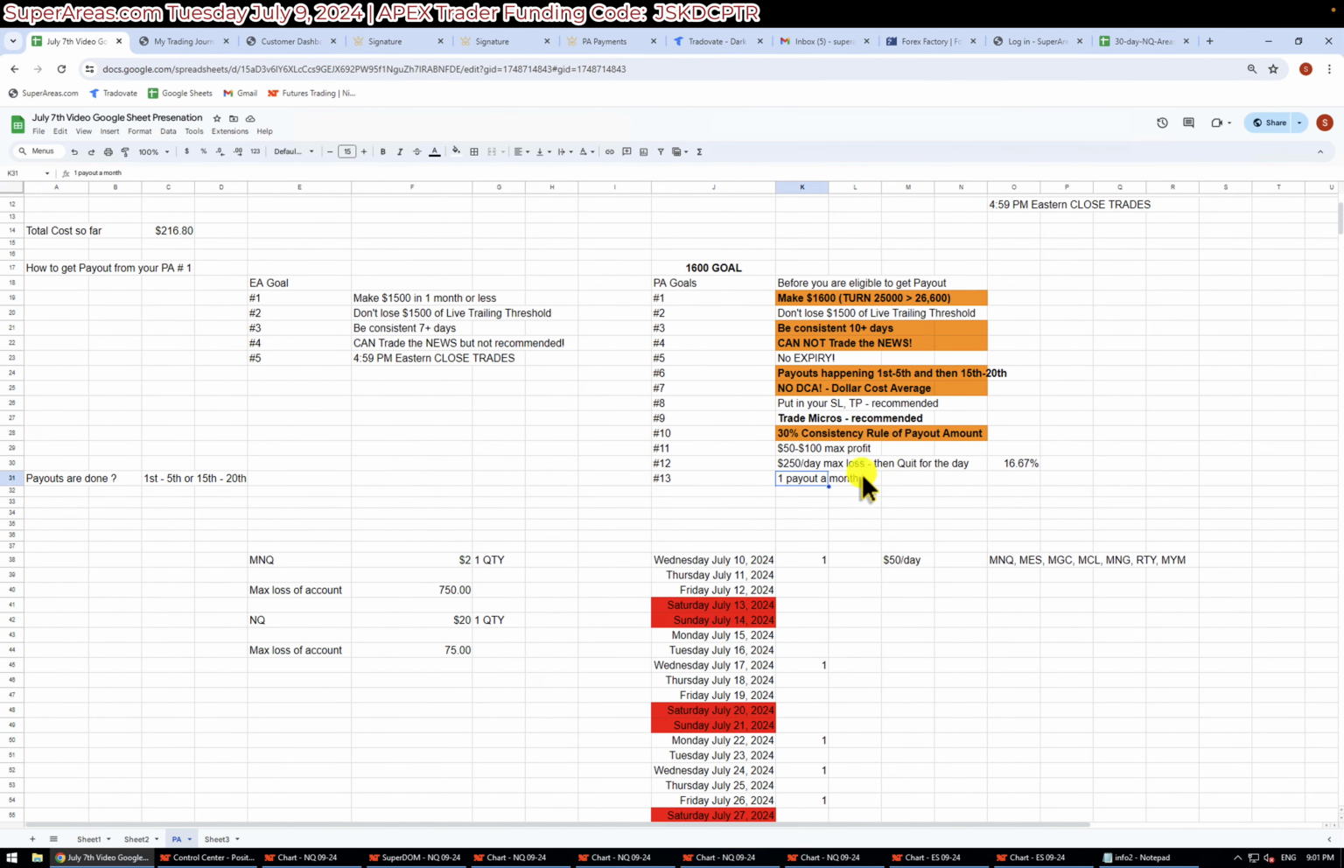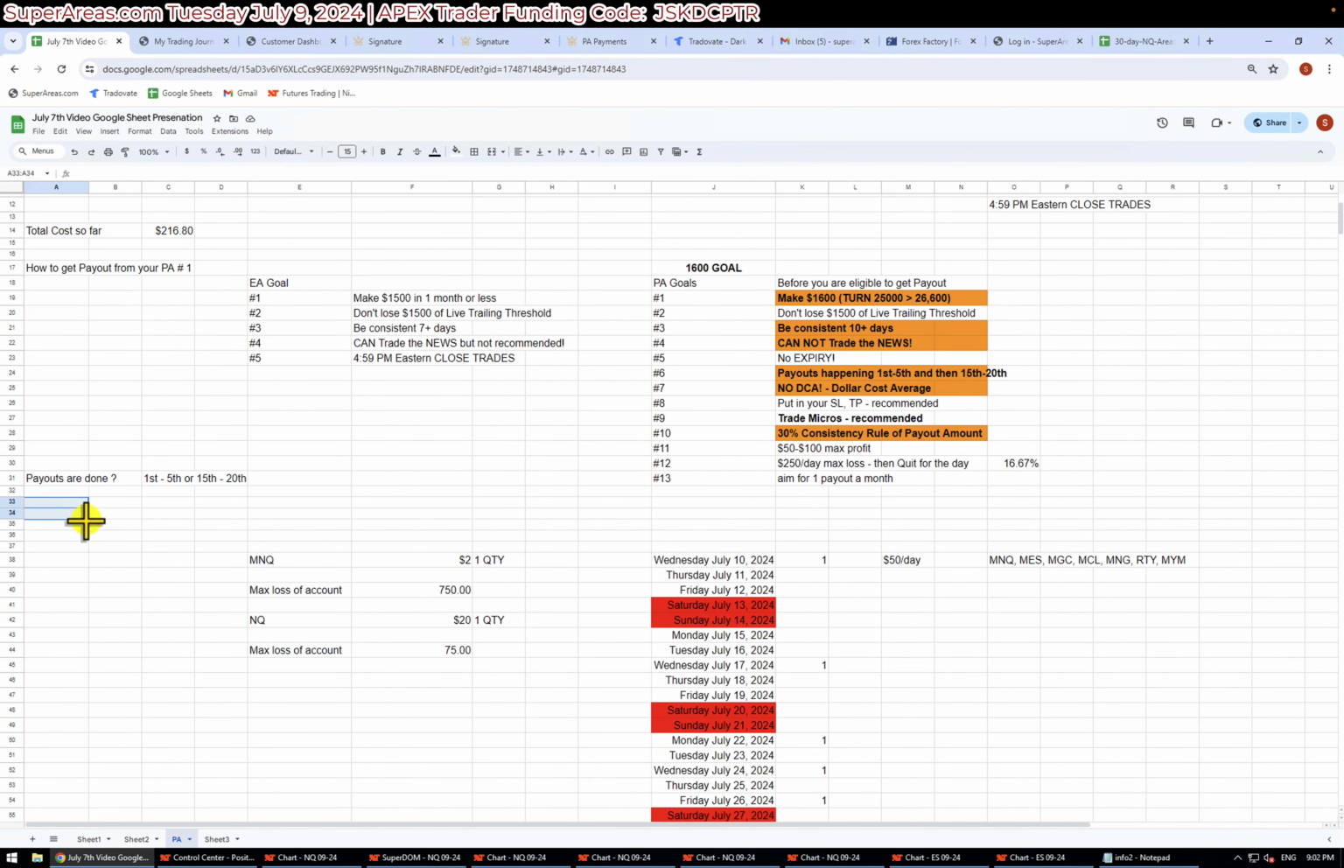So don't be greedy. Don't think that you are so good right off the bat that you're able to get multiple payouts a month. Just aim for one payout a month, or less. You can do every 2 months or every 45 days, a month and a half. So these are your goals and how payouts are done.